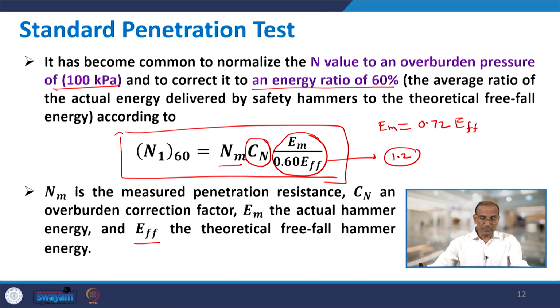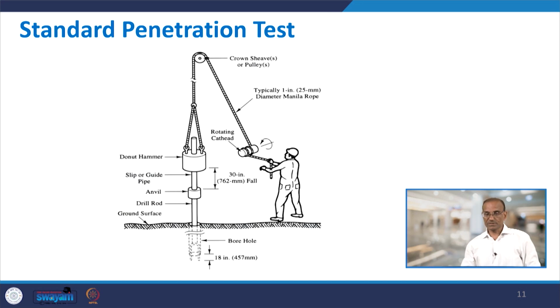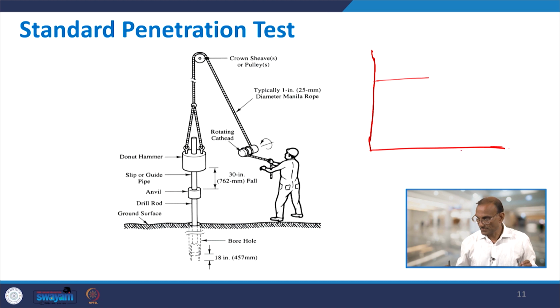One thing I would like to point out here about the CN, which I think is somehow missed in the slide. With depth, your CN values vary. When I increase the overburden pressure, if my overburden is about 100 kPa, then the CN should be 1. So this is one value, and this is the lowest value.